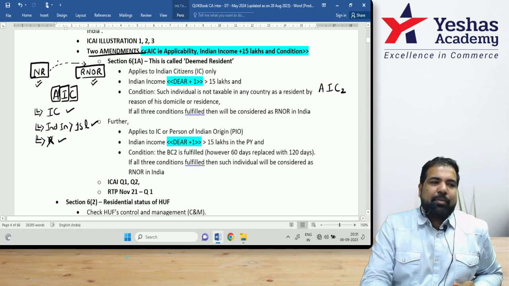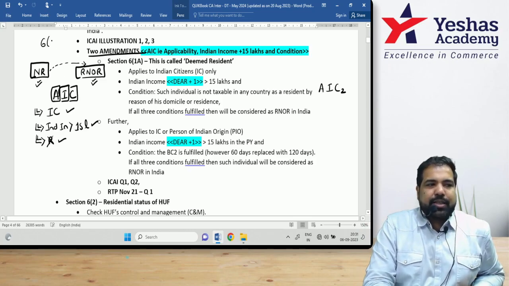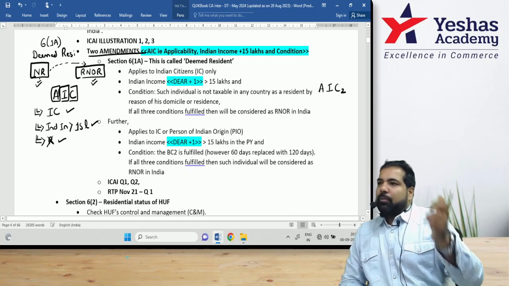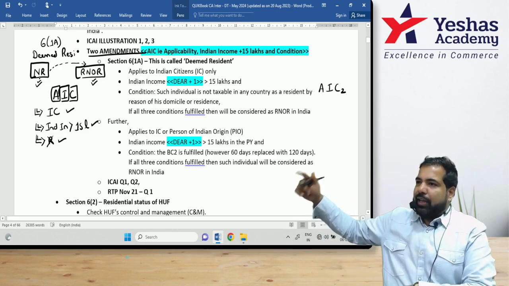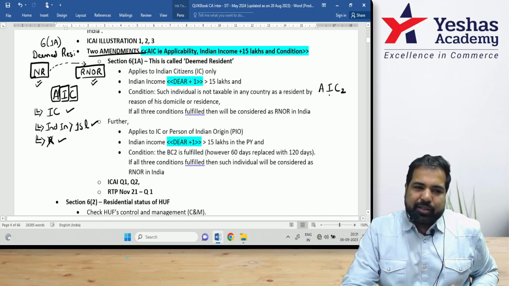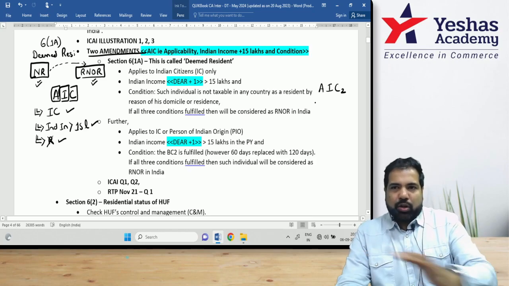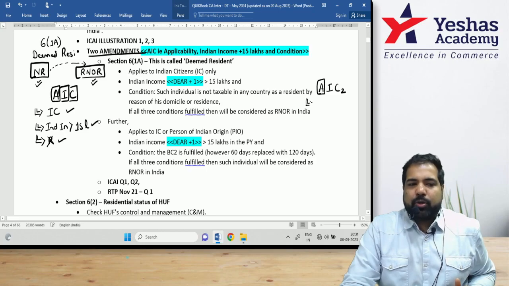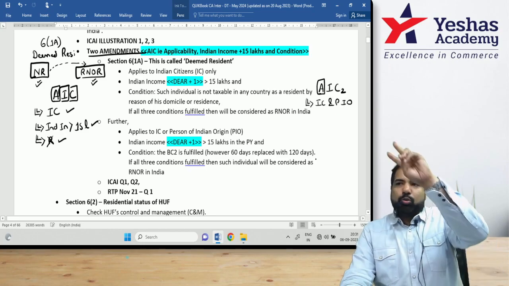And guys, this first amendment has a section, 6(1)(a), and this is called deemed resident. What is it called, guys? Why deemed resident? This person is actually what? NR, but we are deeming him to be an RNOR. And now AIC2, guys, doesn't have a section. It's not called deemed resident, but guys, it is applicable. Whom is it applicable to? Indian citizen and PIO. Second amendment, two people.